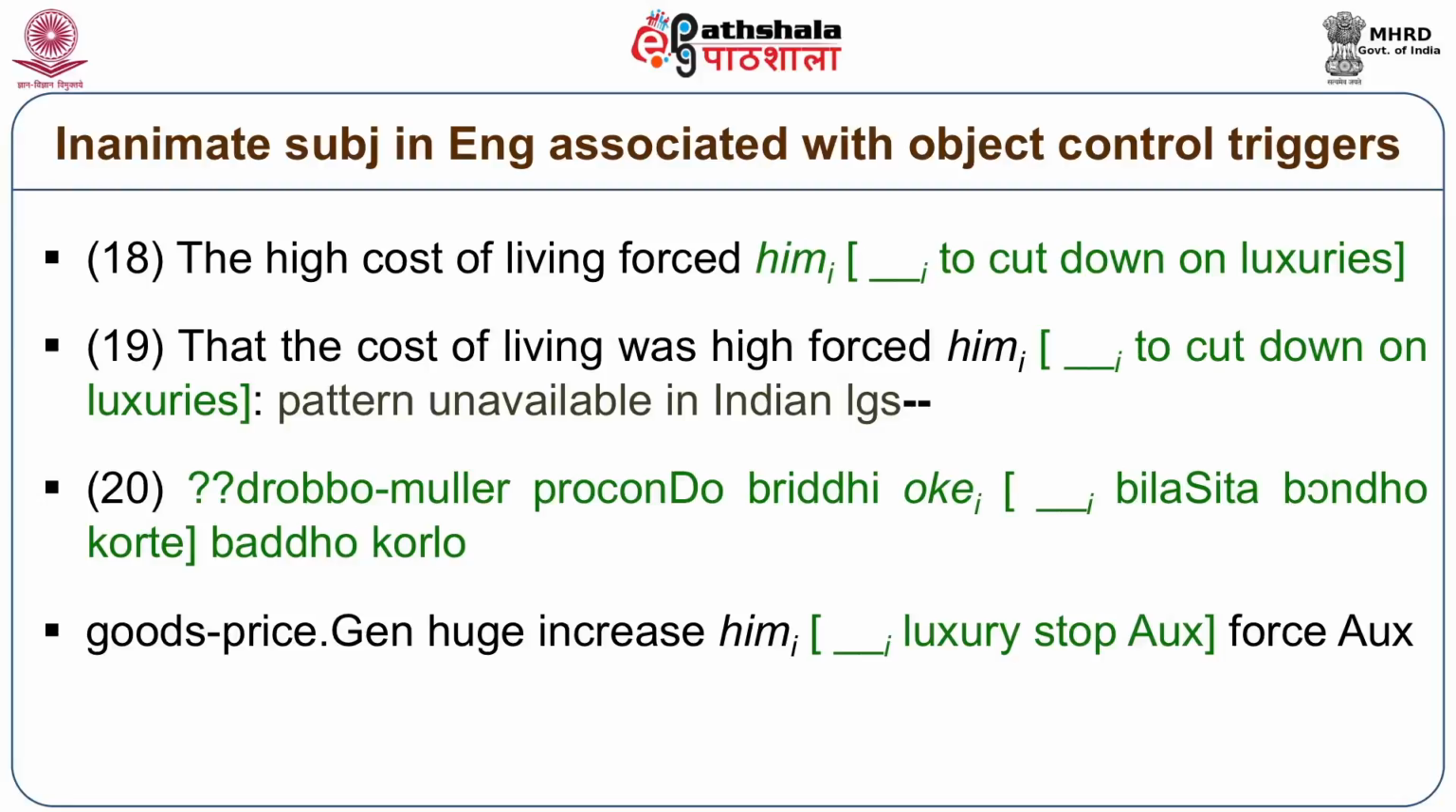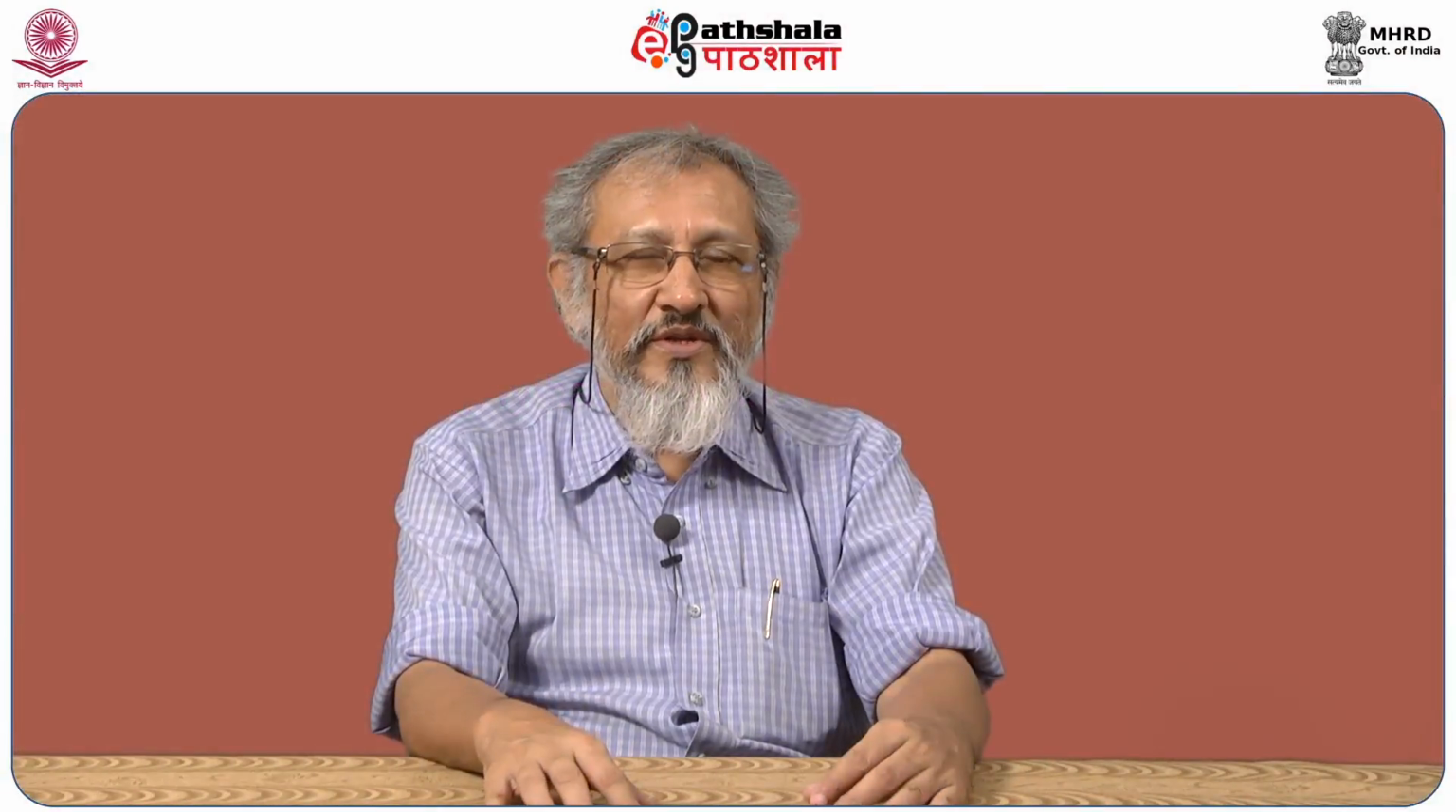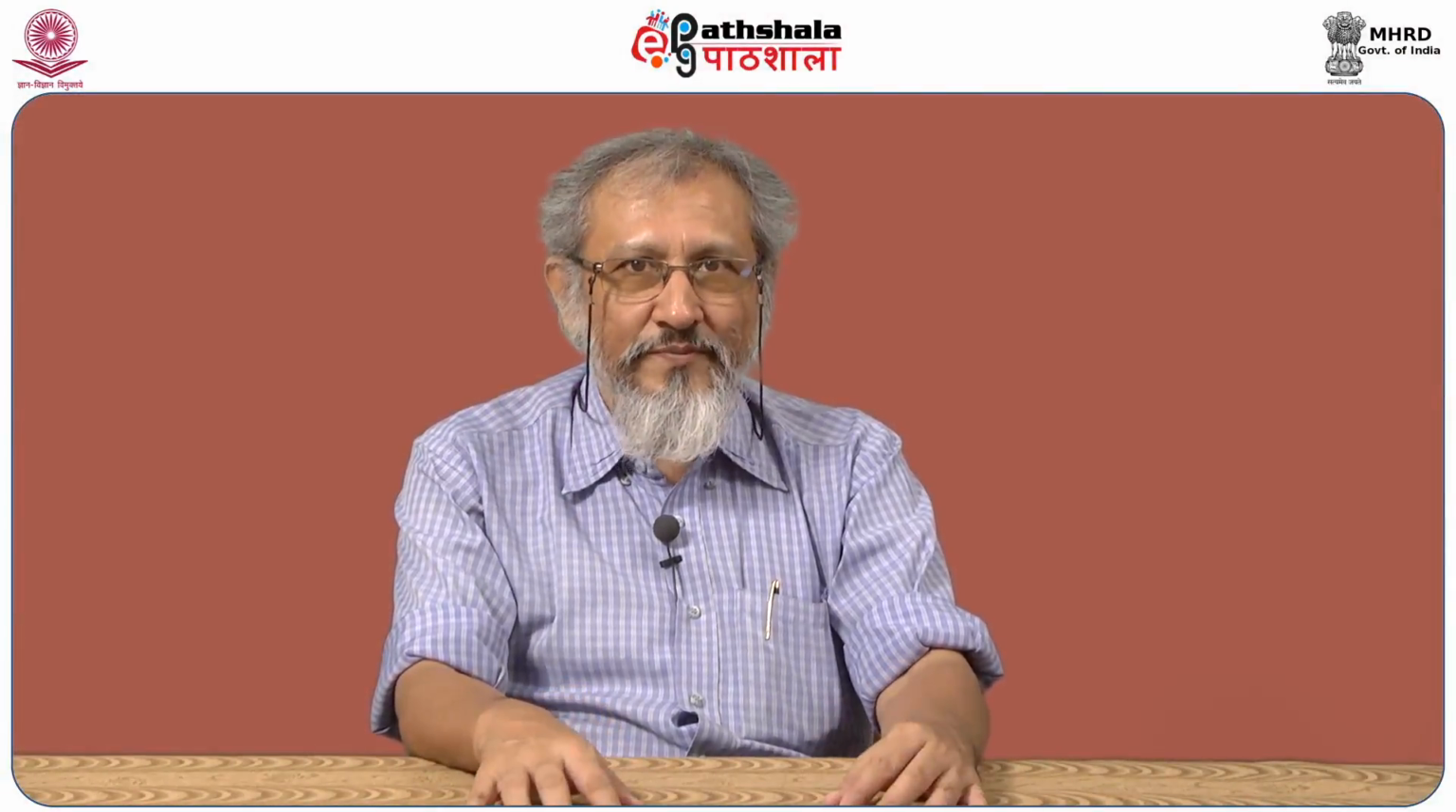When you shift from an inanimate subject of an object control trigger to a clausal subject, as in 21, the translation of 19 into Bangla, দ্রব্য মূল্য যে প্রচণ্ড বেড়েছে, the fact that the price of goods has gone up steeply, এটা, this, ওকে বিলাসিতা বন্ধ করতে বাধ্য করলো, forced him to cut down on luxuries. This is crashingly bad in Bangla. It's an impossible sentence.